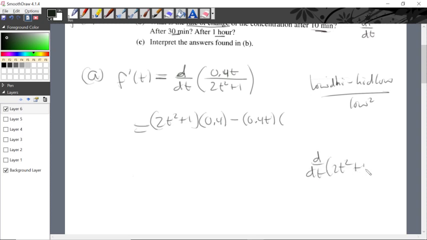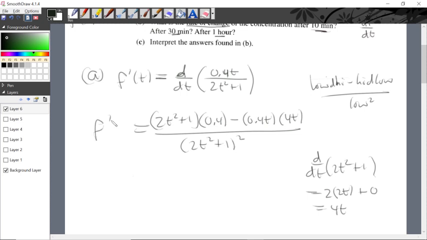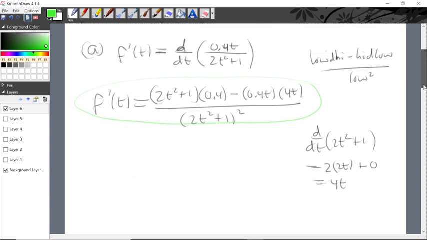So what's the derivative of 2t squared plus 1? Okay, that is 2 times the derivative of t squared, which is 2t, plus the derivative of 1. Derivative of 1 is 0. So the derivative of 2t squared plus 1 is 4t. And then over the denominator squared. And so here is our f prime of t function. And this is fine for an answer for part A, and it shows how we found the answer by use of the quotient rule.